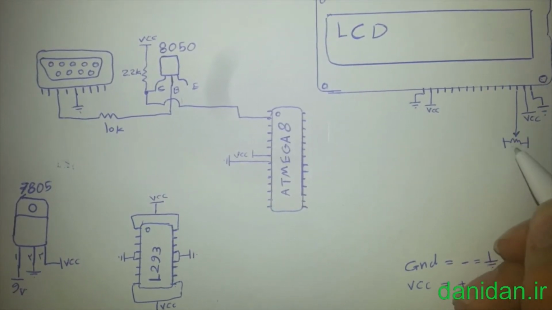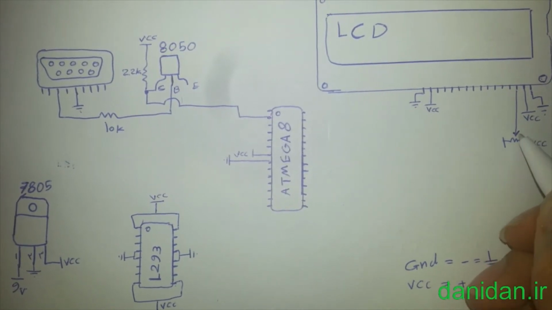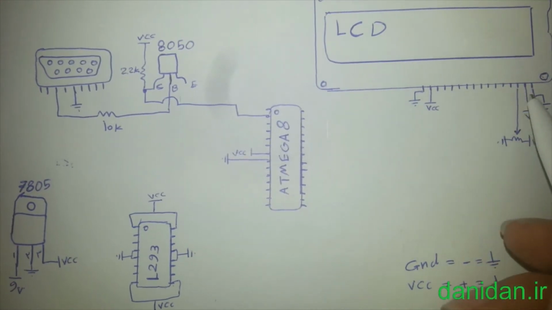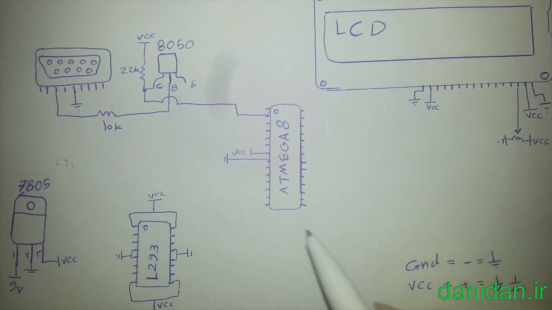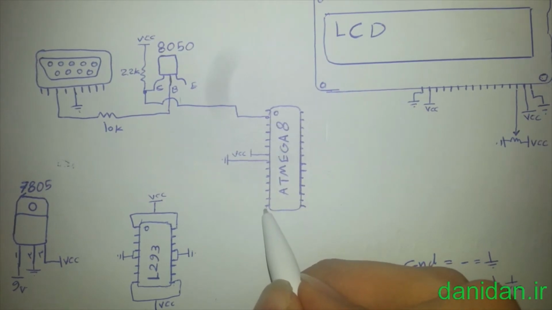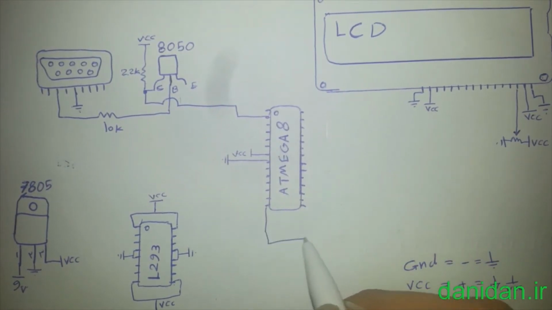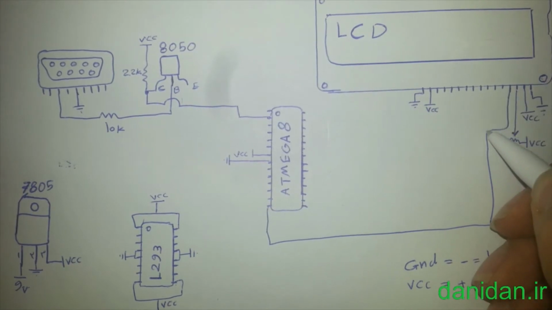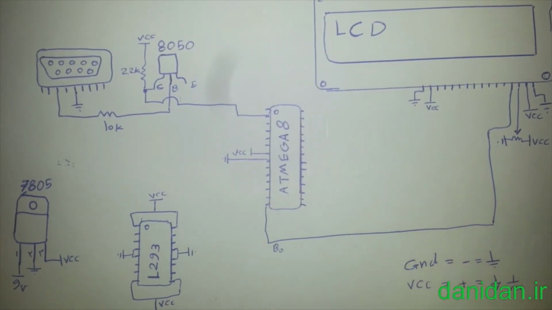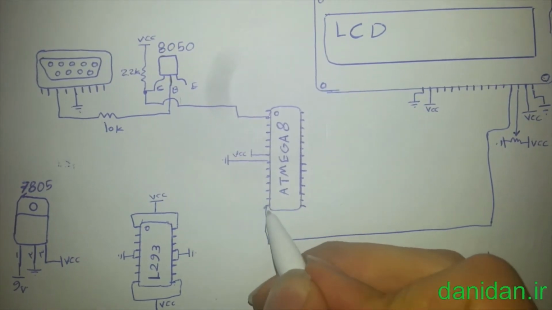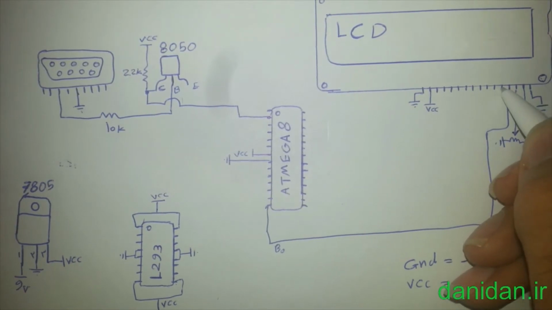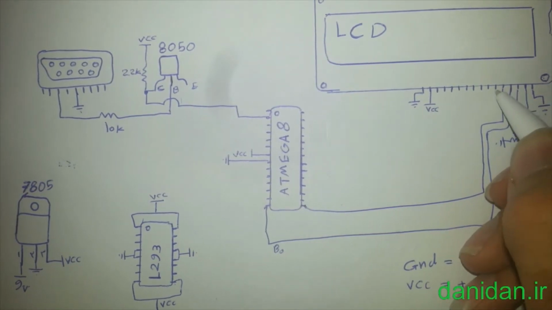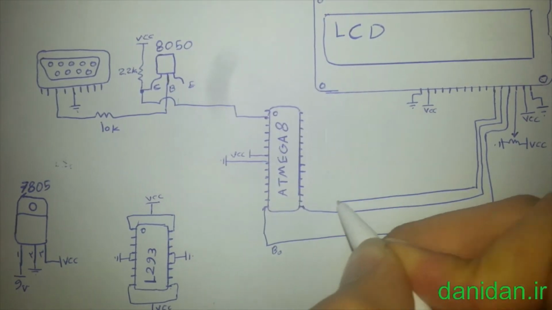So let's go back to the LCD. I actually used a potentiometer to set the LCD contrast. So I connect the transmitter to the third pin, and then I connect pin B0 of your microcontroller to the fourth pin of your LCD, and we do the same for the other pins, just like that.